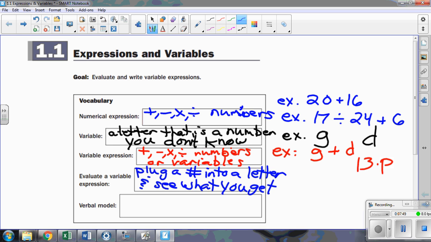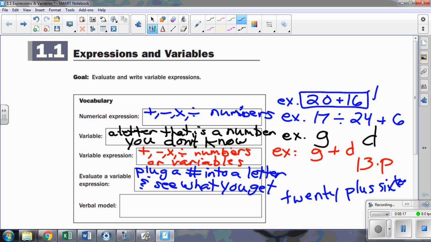Lastly, we have verbal model. I'd like you to come back on this one, Ethan. Just read this for me, please. Yeah, this part right here. Just read that. Okay, so that's saying 20 plus 16. That's a verbal model. All we're doing to create a verbal model is read what we've got written, and you just write down with words exactly the stuff that you read.